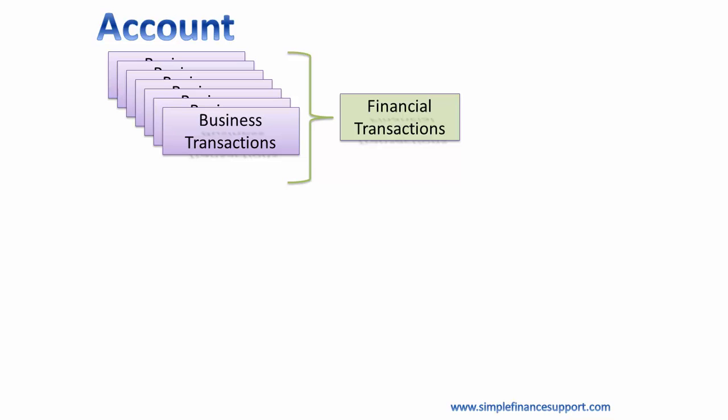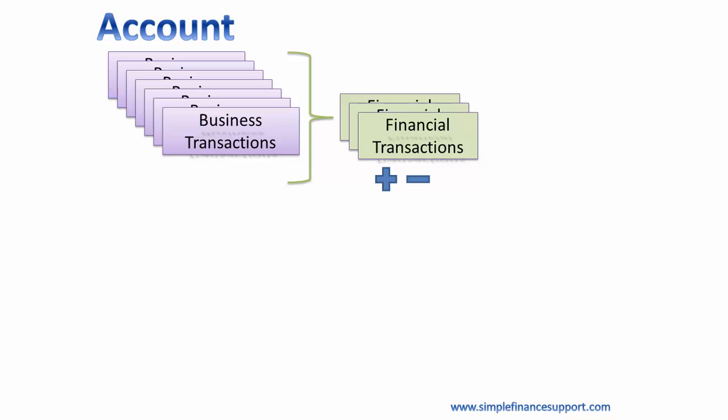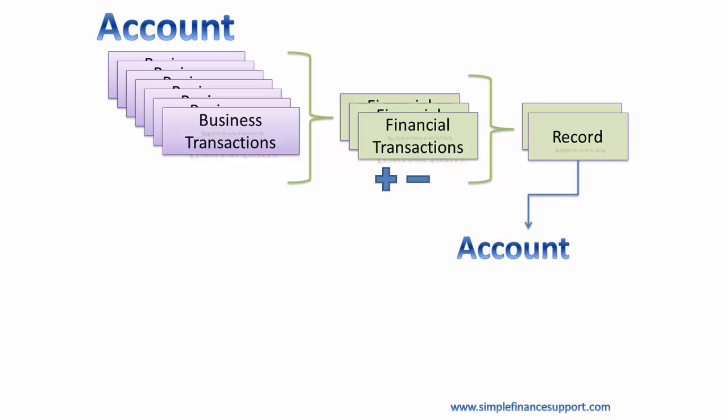Those financial transactions will be recorded in either a positive or negative way, which means they either increase or decrease the net effect on your financials. That is what we call debit and credit, right? So these financial transactions will have impact. When you are recording these transactions, you use some name to record that particular transaction, right? That name of that record is what we call an account.